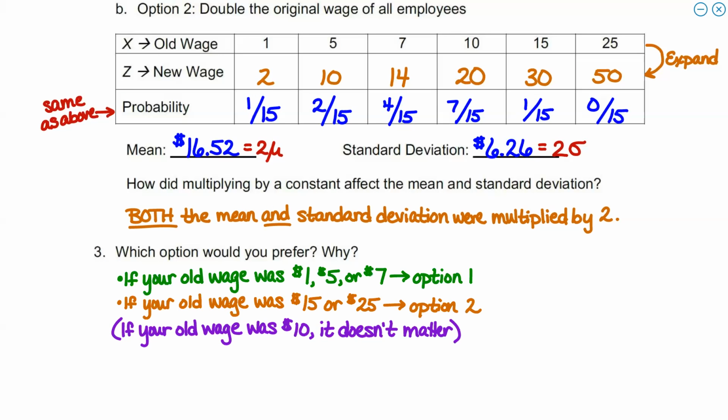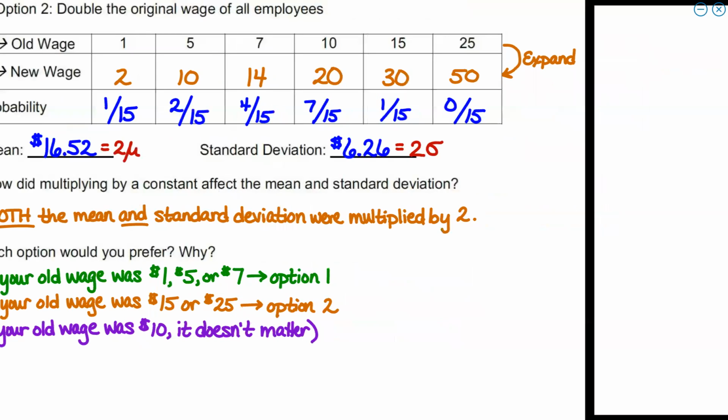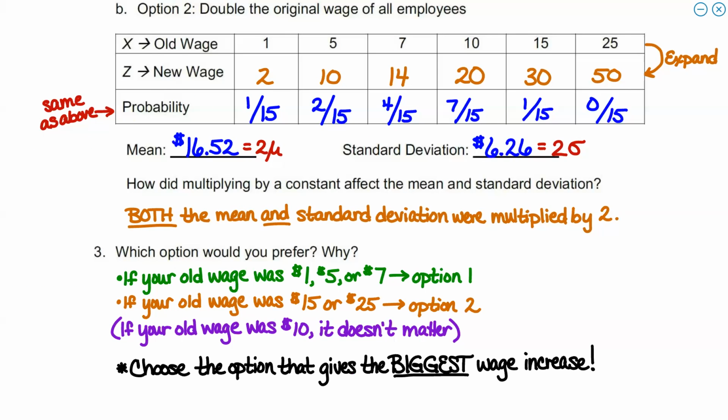If your old wage was 1, 5, or 7, you want option number 1. That was 7 people that were here yesterday. If your old wage was 10, it doesn't matter. If your old wage was 15 or 25, we didn't have anybody with 25. We did have one person with 15. They're going to benefit a lot more from doubling than from just adding $10 more. Choose the option that gives you the biggest wage increase.